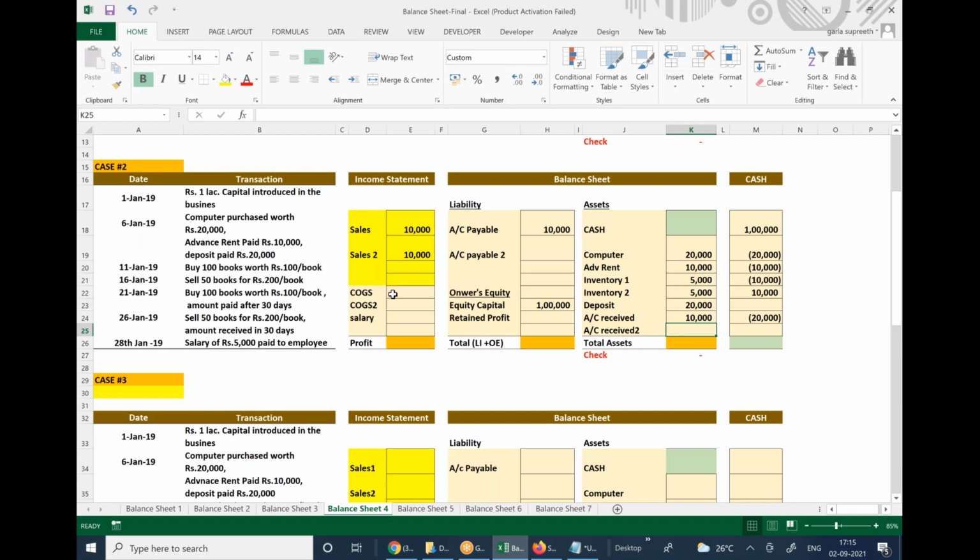What happens to my COGS? Again, quantity sold is 50 books, cost price was 100. Second one also, 50 books I sold, but this time the cost price also 100. Finally, salary is an expense. I paid 5,000 to the employee.